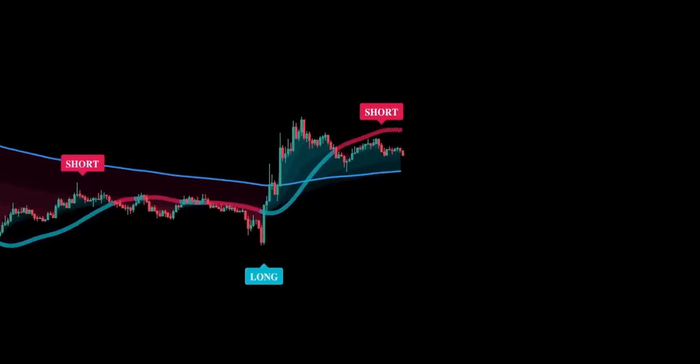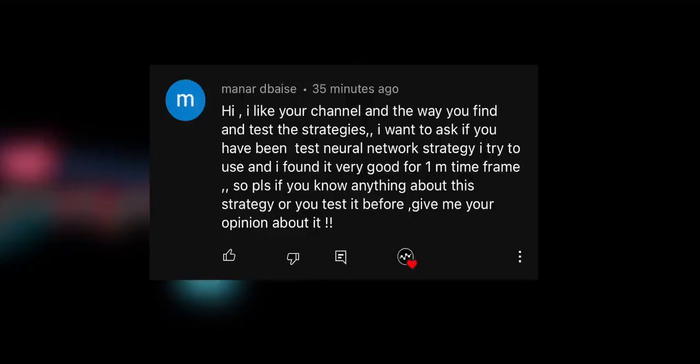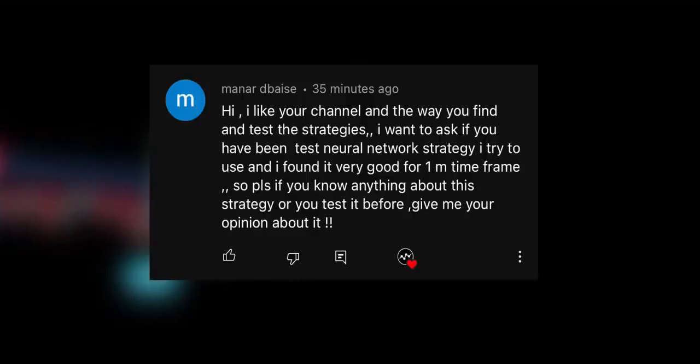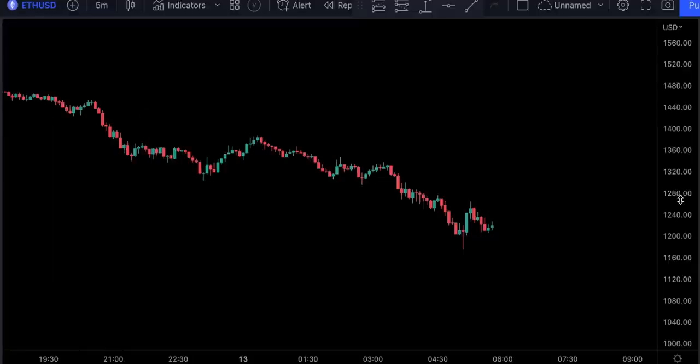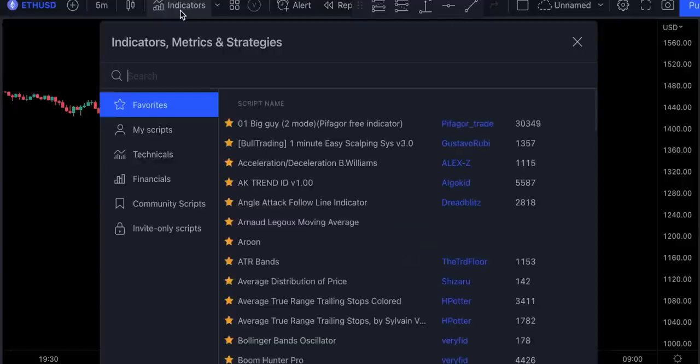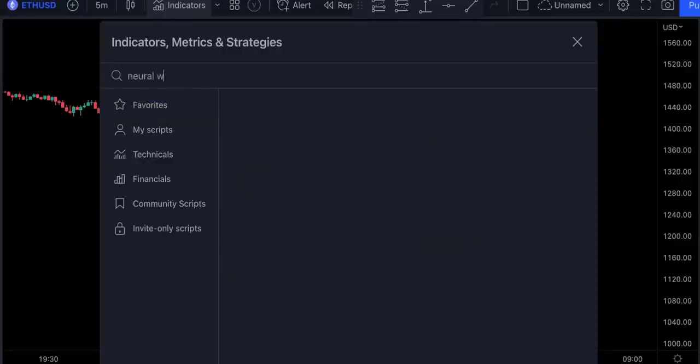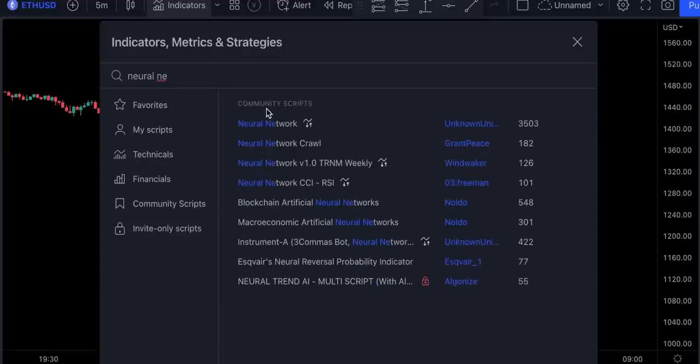By the way, this strategy was recommended by one of you guys, so I thought I might as well review it and share the results with you. Okay, we're currently looking at the Ethereum USD 5-minute chart, and now let's go ahead and add our strategy. This script has a really fancy name. It's called Neural Network. This one by Unknown Unicorn.